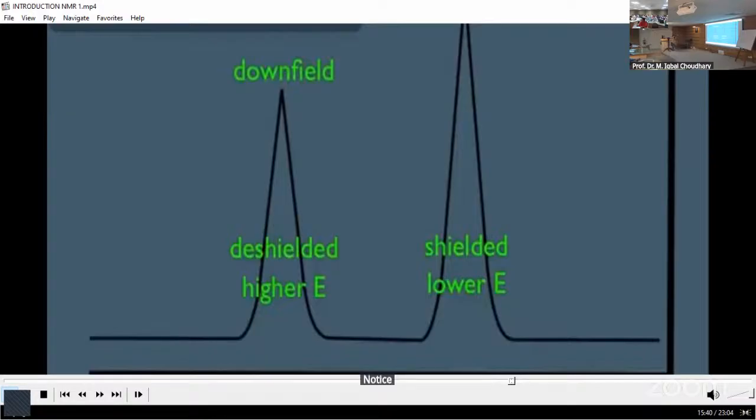Notice here in your chart, your 0 is on the right-hand side. So a downfield peak is more away from the 0 mark, whereas any peaks that are closer to 0 would be considered upfield peaks. I'm going to be using these terms a lot when we're interpreting NMR spectra.